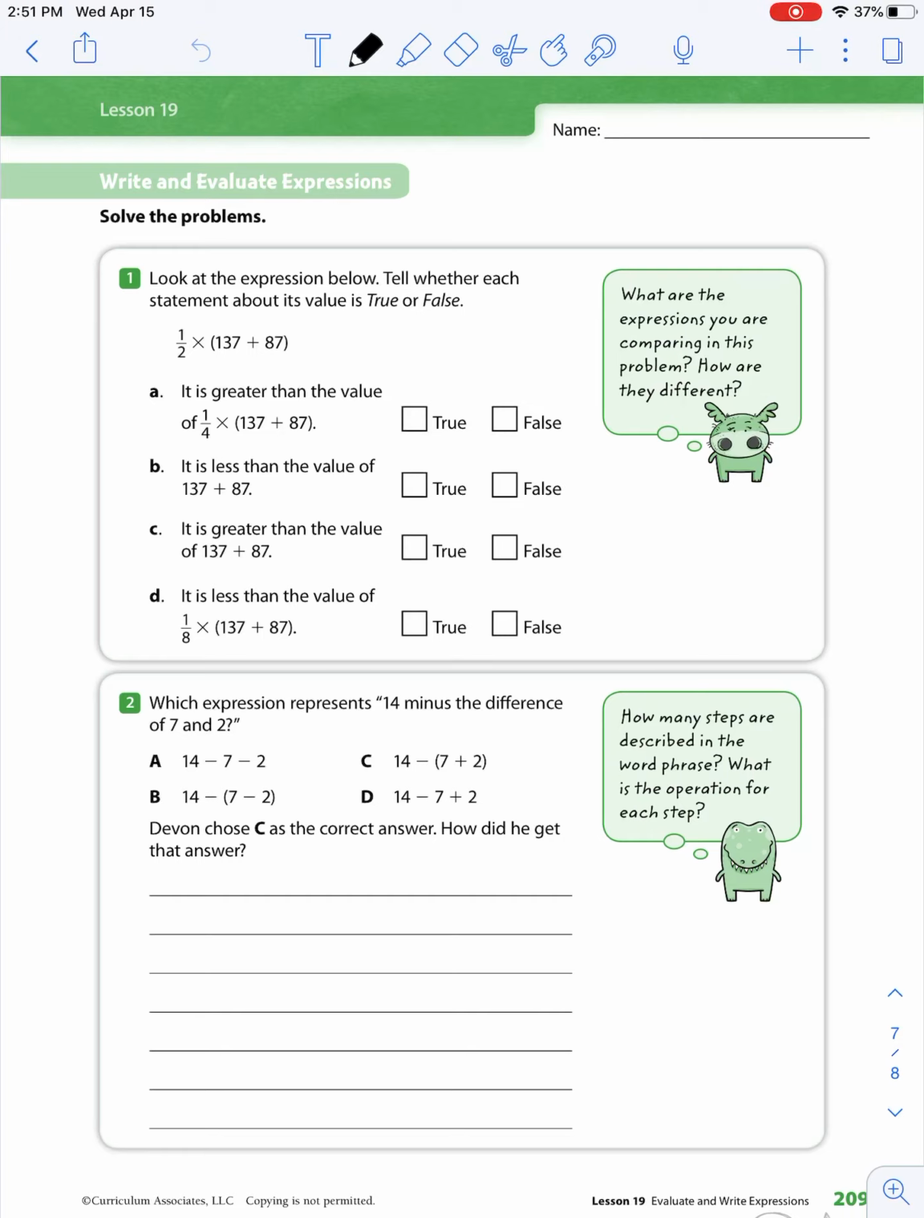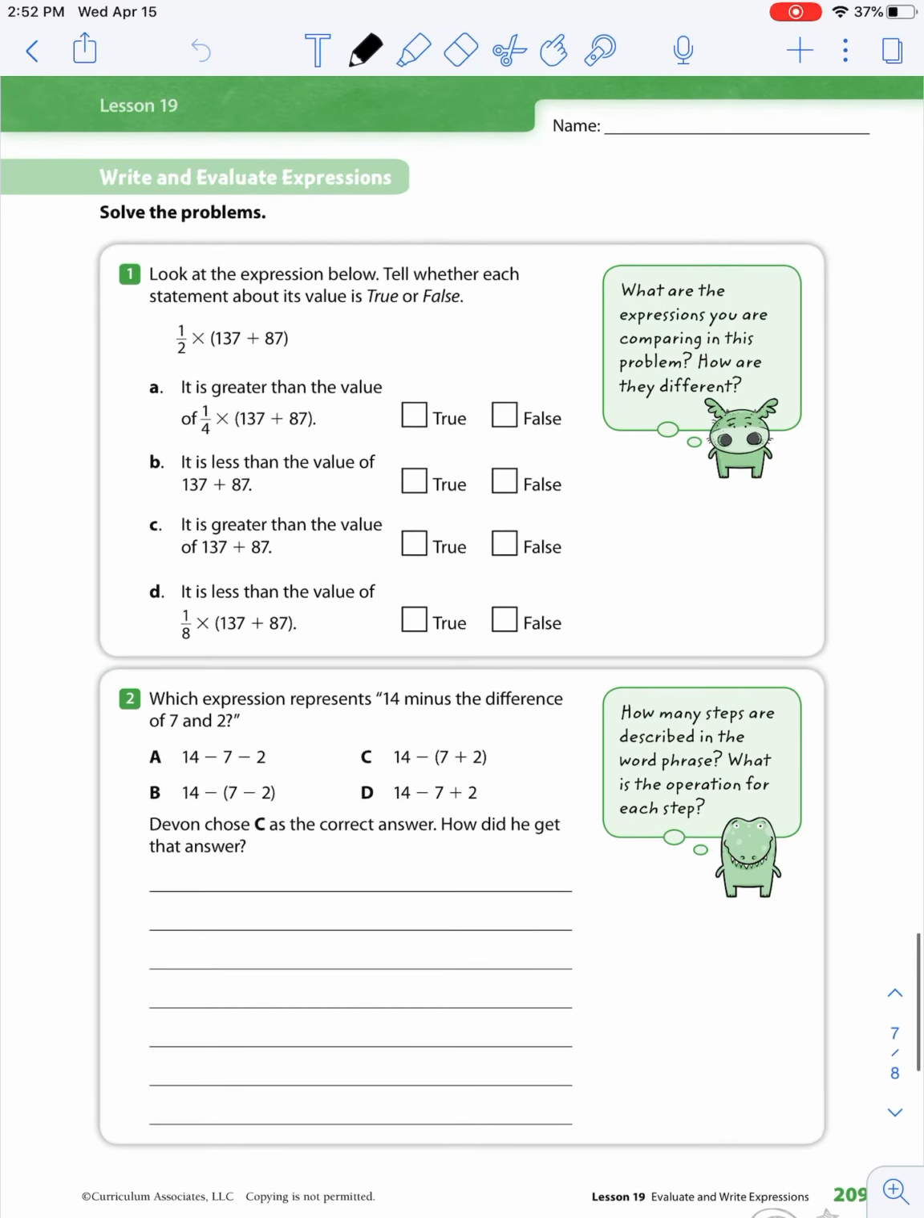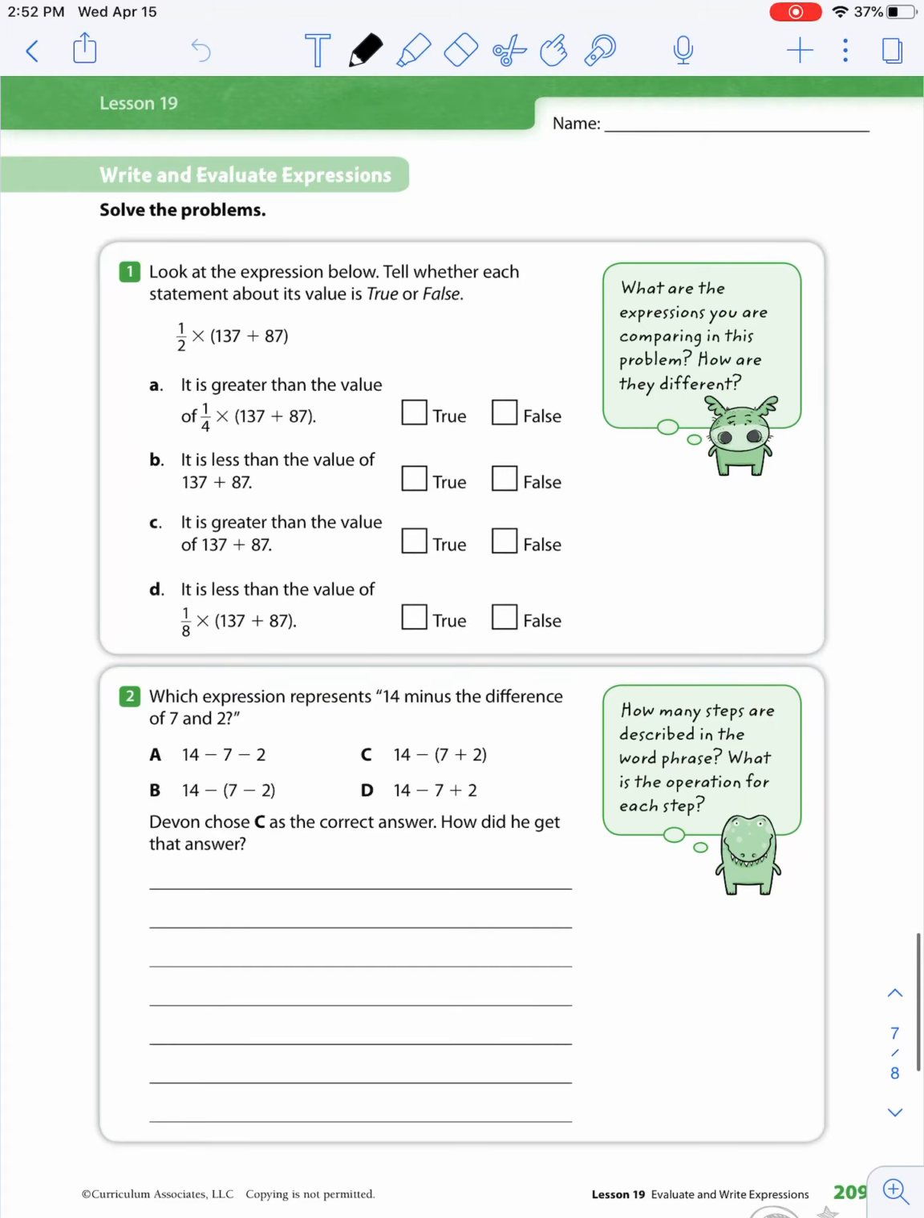Again, your only homework for today, only independent practice for today, is page 209, numbers 1 and 2. I want you to do them very, very well. When you're finished, just take a picture of those two problems and send it to me.